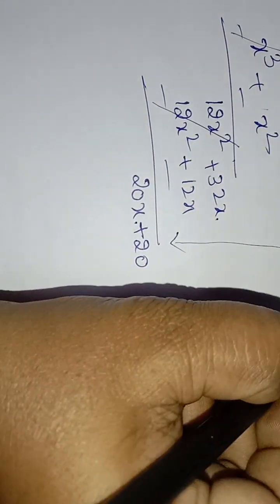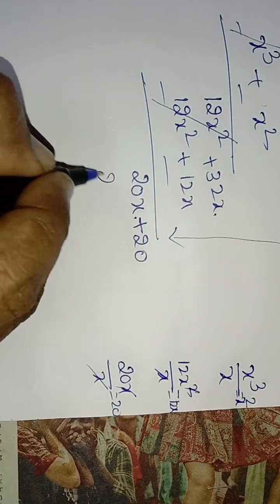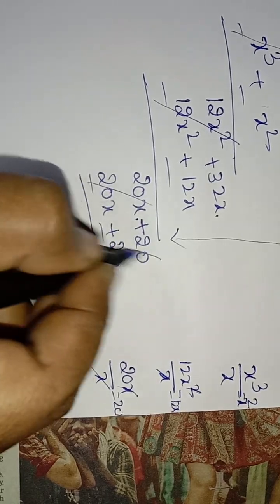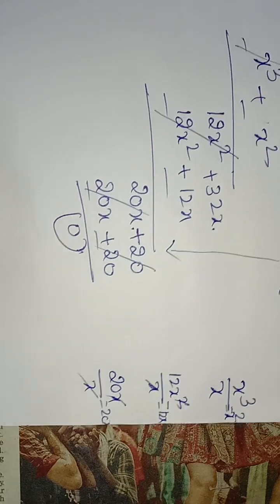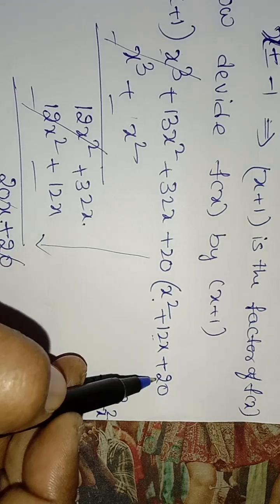20 plus 20 is your quotient now. 20 into x, 20x. 20 into 1, 20. So these two will get cancelled. Change the sign. So 0 is your remainder, right? So what we got now, our quotient is x square plus 12x plus 20.